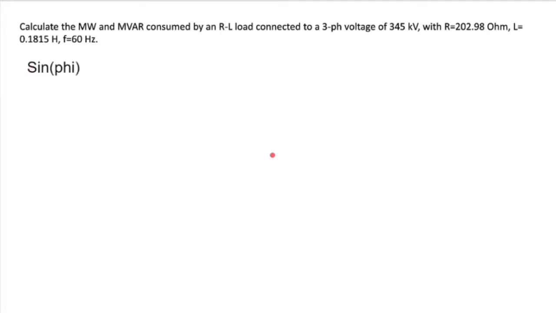What is sine phi? You need to know sine phi as well. You know cos phi, you can calculate sine phi. 0.318, which is okay.